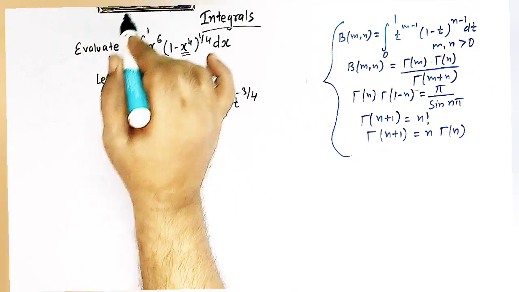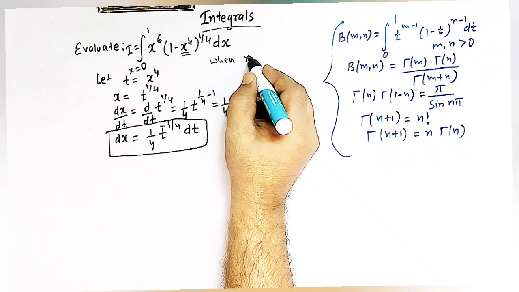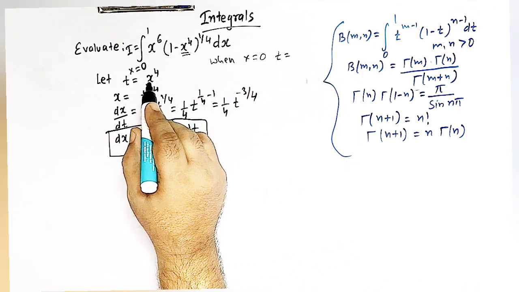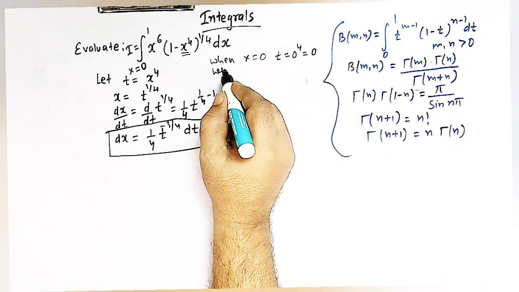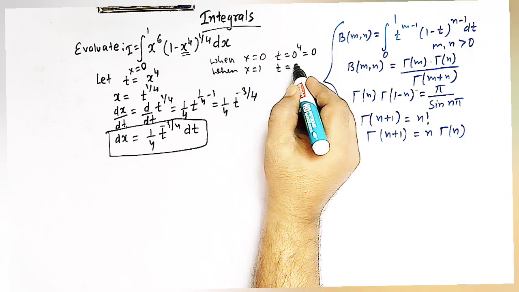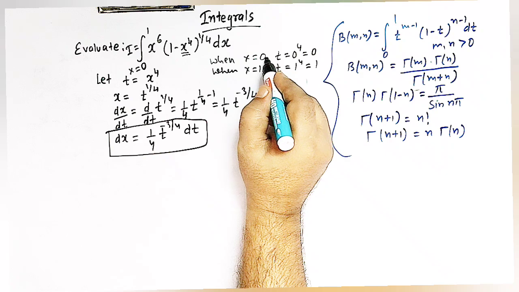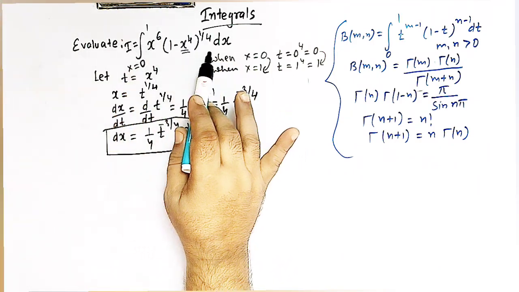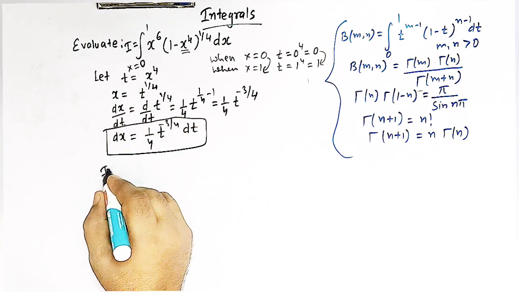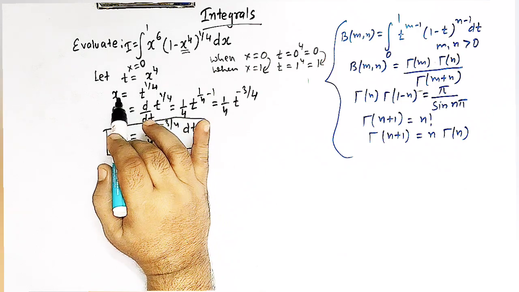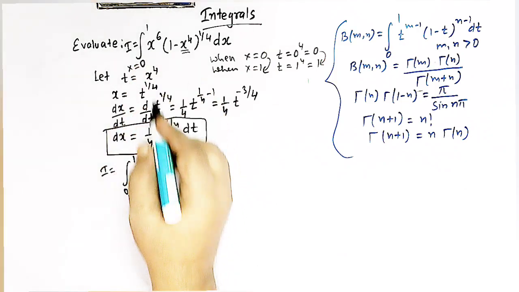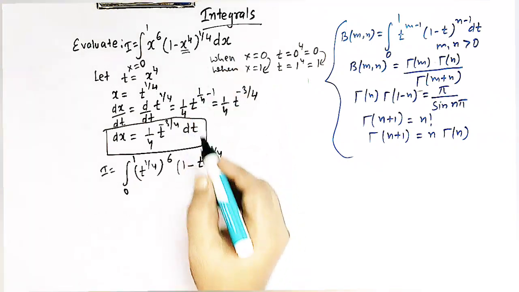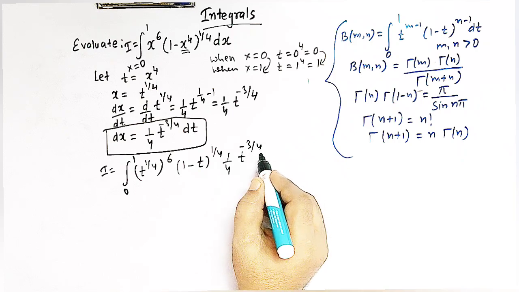Now see here, the limits of integration vary from 0 to 1. When x is equal to 0, the value of t can be obtained from this expression: 0 raised to 4, that is 0. And when x is equal to 1, t is equal to 1 raised to 4, that is 1. So when x varies from 0 to 1, t varies from 0 to 1. Now let us express this integral in terms of the variable t. We have I, and the limits remain the same, 0 to 1. For x we can write t raised to 1 by 4 to the power 6, then 1 minus t for x raised to 4, raised to 1 by 4, and for dx we can write 1 by 4 t raised to minus 3 by 4 dt.